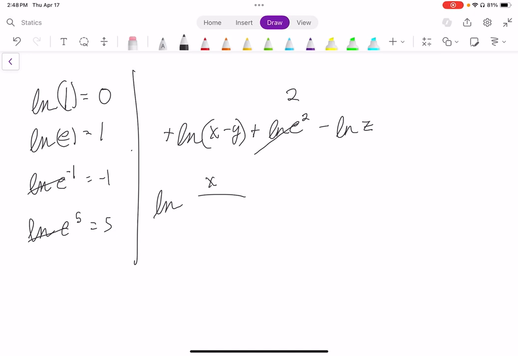What we would have is natural log of x minus y times e squared over z. Further distributing the 2, this is going to be 2x minus 2y over z.